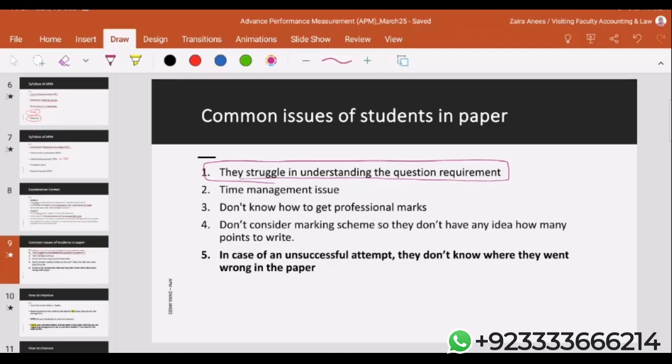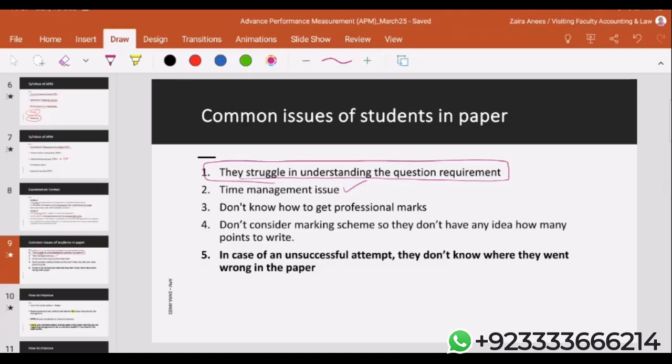Somehow students miss the requirement while attempting the question, because there are 3 to 4 things which you are supposed to do in one question. Time management issues are extremely common in the APM paper. I believe it is because of 2 reasons. The first reason is that they don't practice the paper.